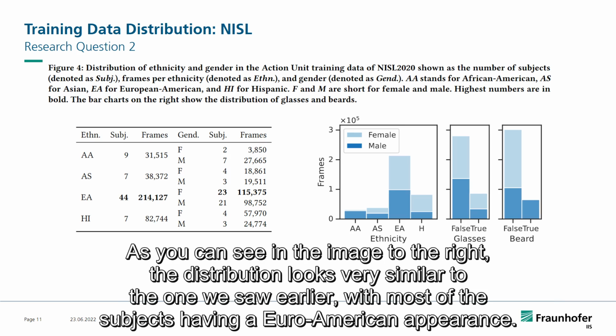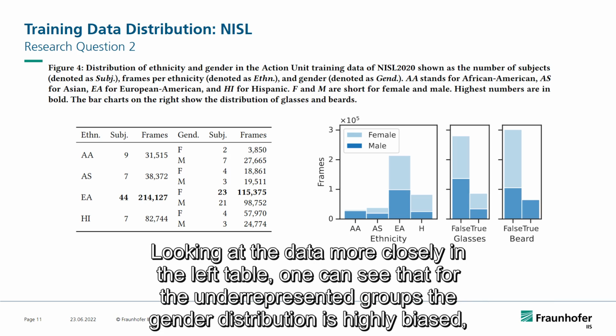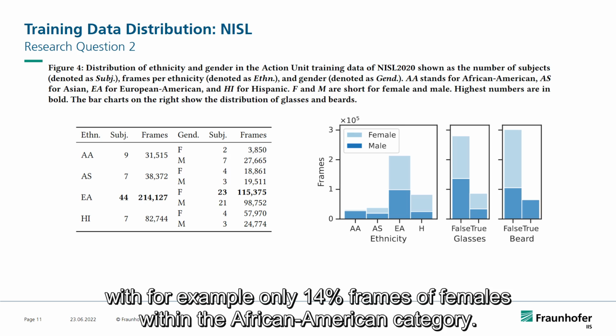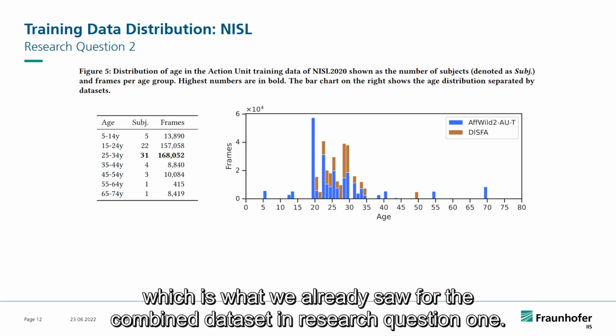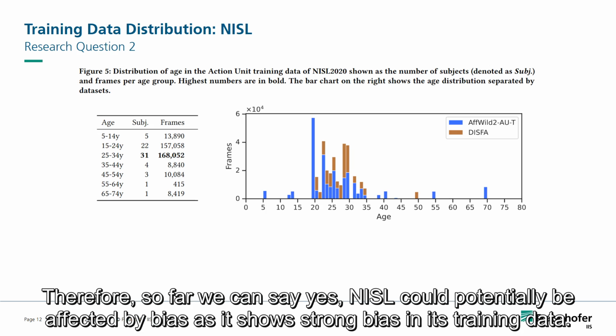As you can see in the image to the right, the distribution looks very similar to the one we saw earlier, with most of the subjects having a Euro-American appearance. Looking at the data more closely in the left table, one can see that for the underrepresented groups, the gender distribution is highly biased, with, for example, only 14% frames of females within the African American category. Looking at the age, the distribution is also heavily biased towards the age group between 20 and 35, which is what we already saw for the combined dataset in research question 1.